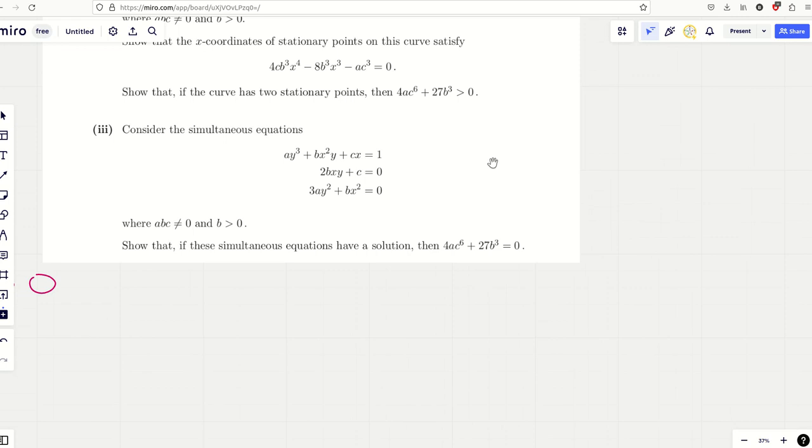So what am I going to do? I'm going to think, well, let's eliminate a letter. These ones look easier to rearrange. The first one looks most awkward. So what can I tell from that? I can see that minus 2bx squared y.